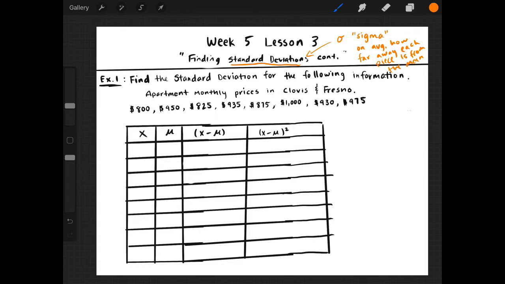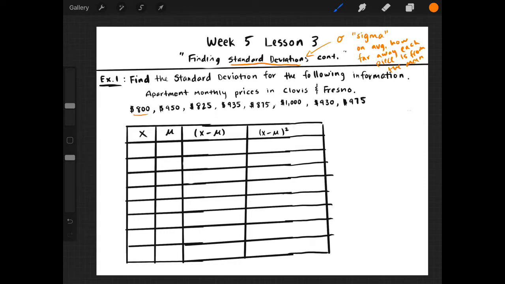So we're finding the standard deviation, and in this case, I went online and I looked up the prices for apartments that are in Clovis and Fresno, 1 bedroom, 1 bathroom, or studio apartments. They range from like $800 up to like $1,000 for some manageable things. So I just wanted to show you guys how we can figure out how spread out those pieces of data are in relation to each other. And this is for just like the top 8 or 9 that I saw in Fresno.